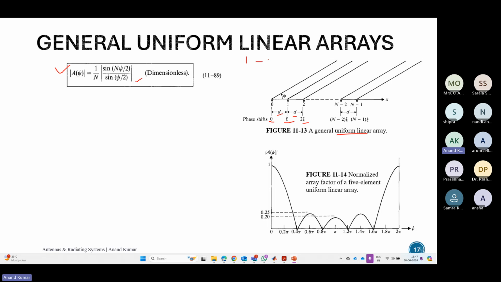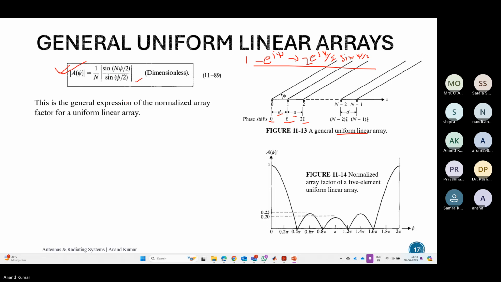We then simplified the 1 minus e power j psi term to give us e power j psi by 2 divided by 2, and sine psi by 2. So we did this simplification and got this particular expression over here. And now this is the general expression for a normalized array factor.